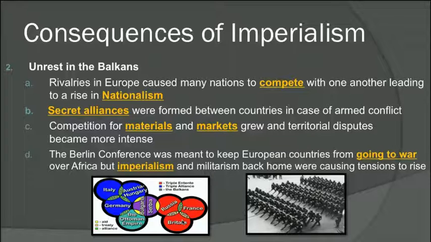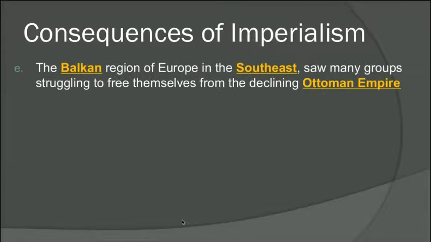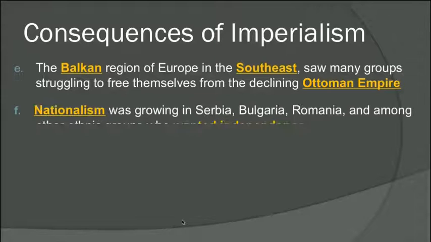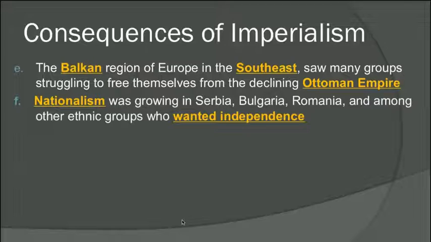So understand, World War I was not only caused by imperialism, but imperialism was certainly one of the important precursors to war. The Balkan region of Europe in the southeast saw many groups struggling to free themselves from the declining Ottoman Empire. The Ottoman Empire is a big Islamic empire that right around World War I kind of dismantles and falls apart. And a lot of these countries that had once been controlled by the Ottoman Empire really wanted their own sovereignty. They wanted their own control. And of course, that's nationalism.